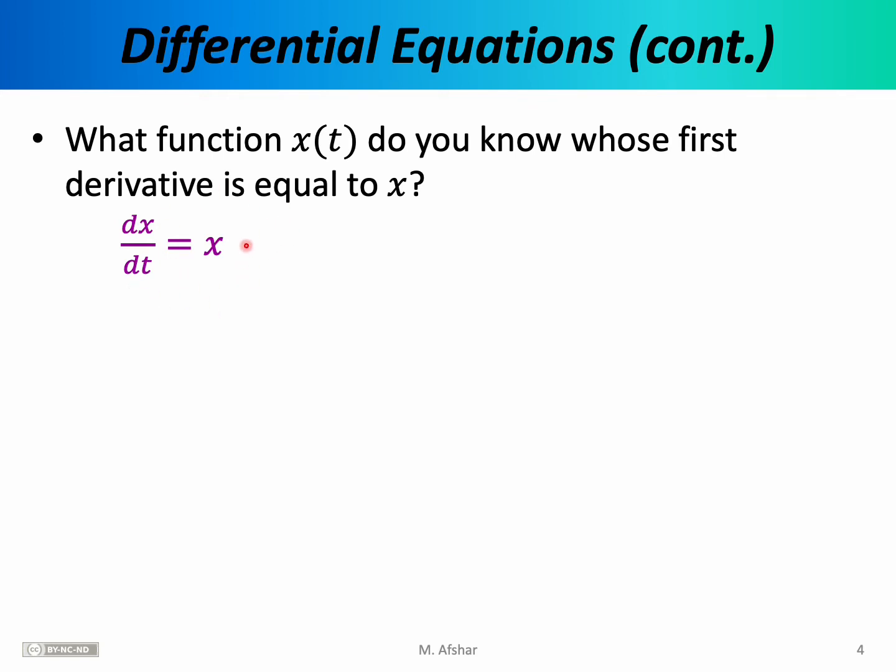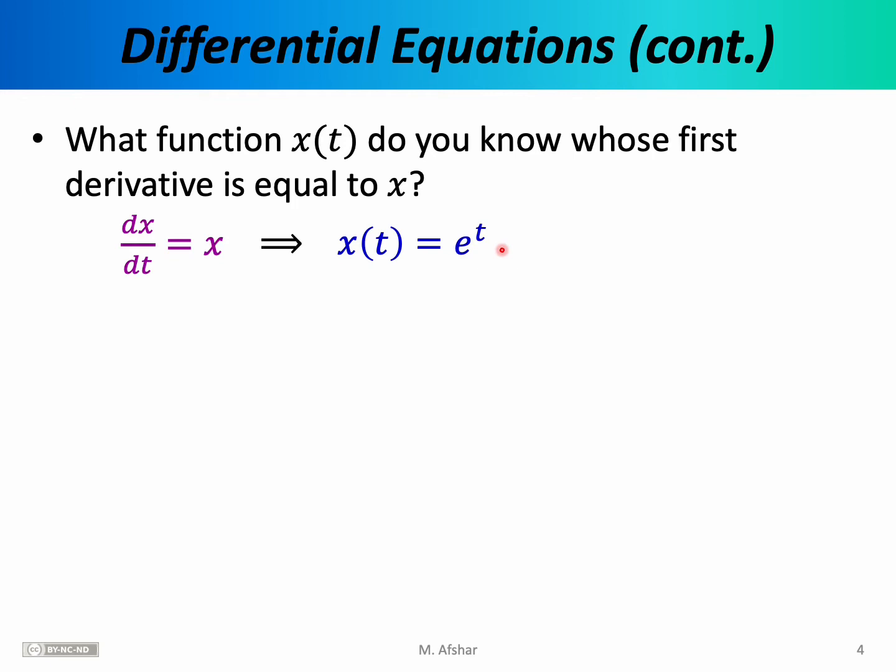Now you need to once again run through the catalog of all those functions that you learned about back in your calculus class, and hopefully you remember that there was a very special function whose derivative was the function itself. This was the exponential function. In fact, this is the very special property of the exponential function. The answer to this question is simply e to the t. If you take the derivative of e to the t with respect to t, you get the function itself.